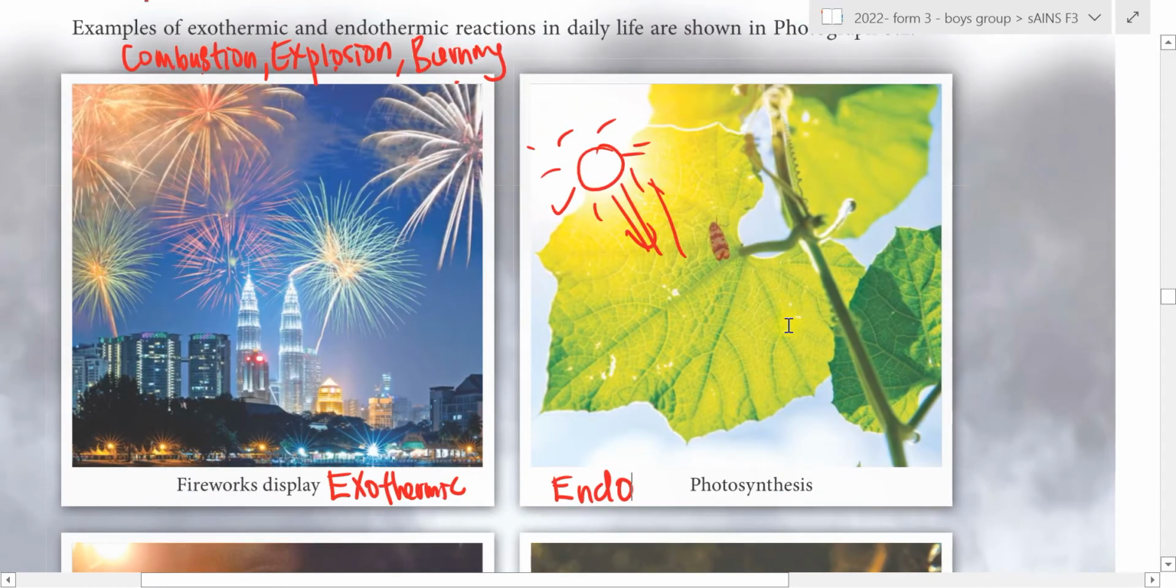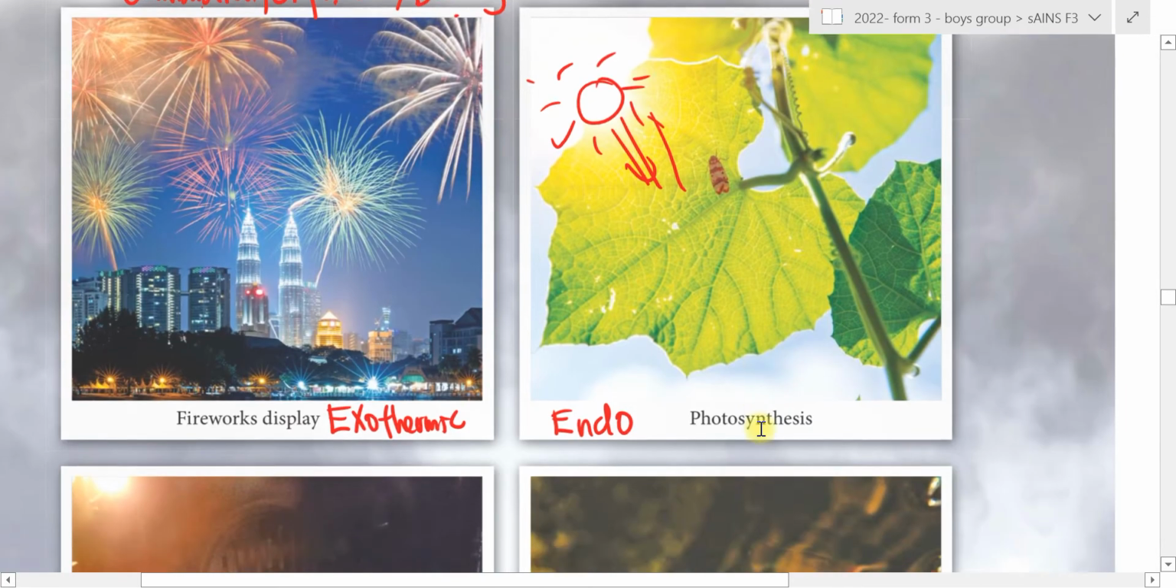That's why when you stand under the tree, you will feel a bit cooler, because the leaves absorb all the heat. Endothermic. So the surrounding air should be cooler. That's why we encourage you to plant trees.